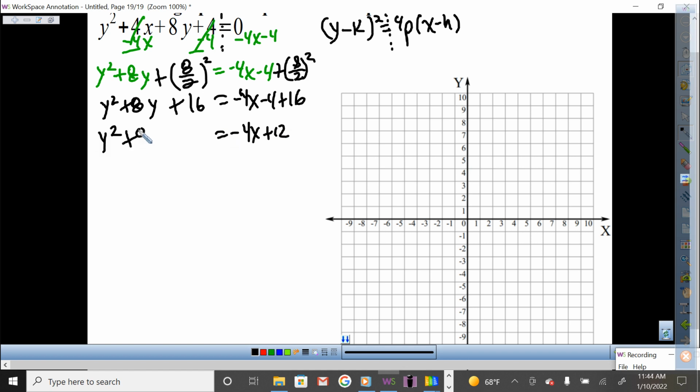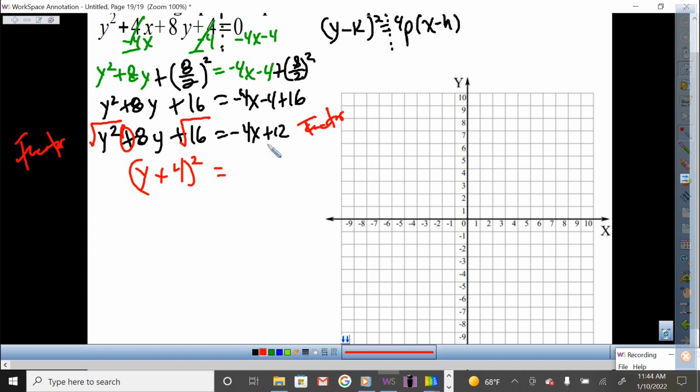Bring down the rest: y squared plus 8y plus 16. I need to factor at that point, yes? Factor. Do we know the shortcut? Yes, Mr. Q. Square root of the first, square root of the last, sign of the middle. Square. How about this one? What's the GCF? Negative 4. We're left with x minus 3.